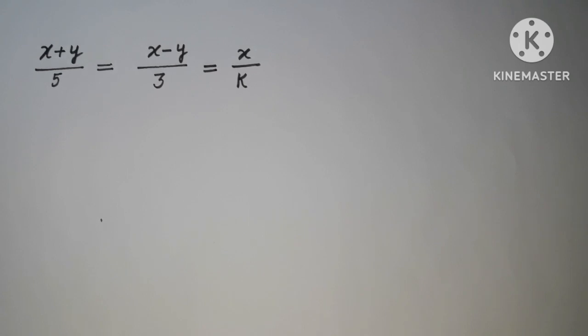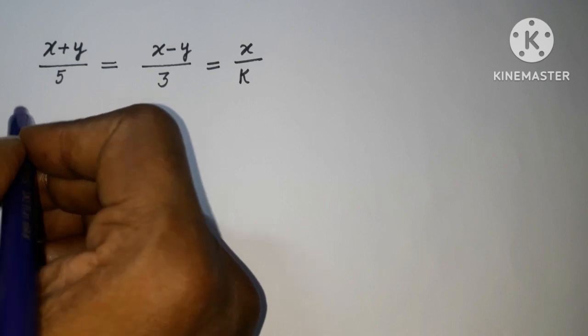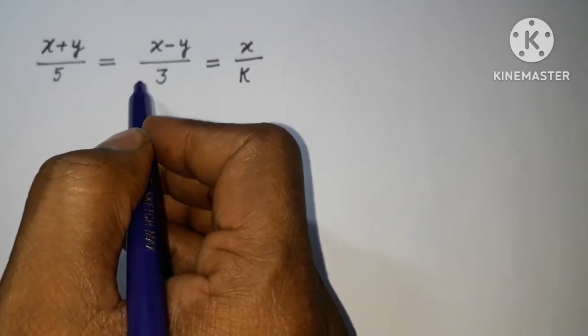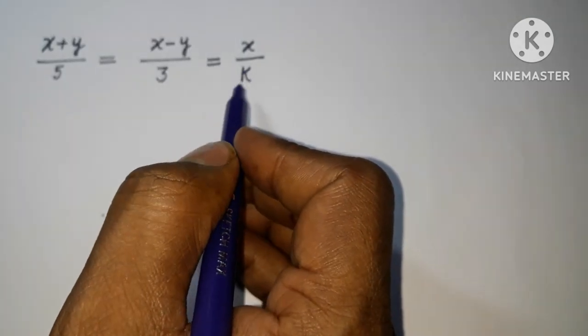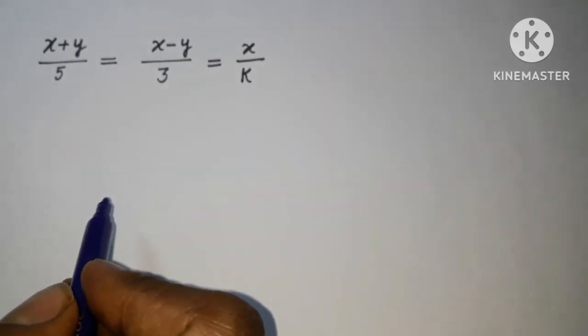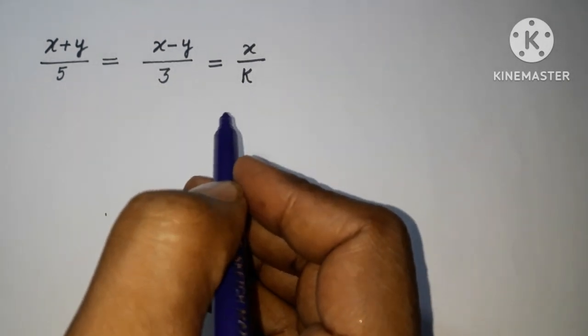Today we have this question: (x + y)/5 = (x - y)/3 = x/k. We have to find the value of k. So what is the value?